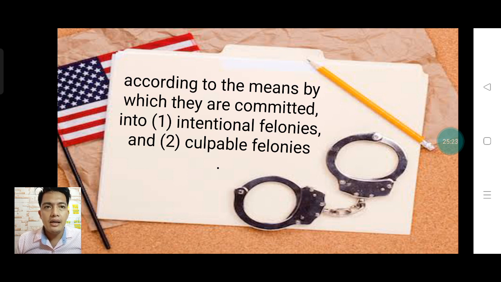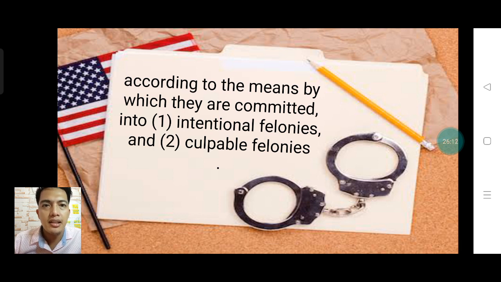Now, the third requisite. What is the third? That is called intent. Freedom, intelligence, and intent. Intent is the purpose to use a particular means to effect such result. For example, you planned, you used a weapon, you shot, so that your intent to kill is perpetrated or consummated. Therefore, you are held liable for intentional felonies.